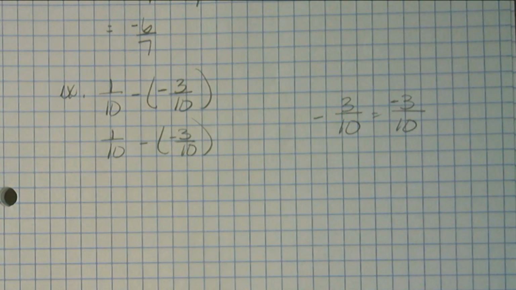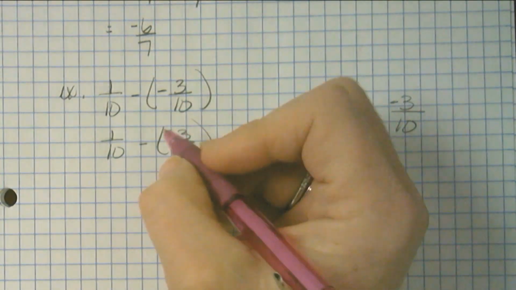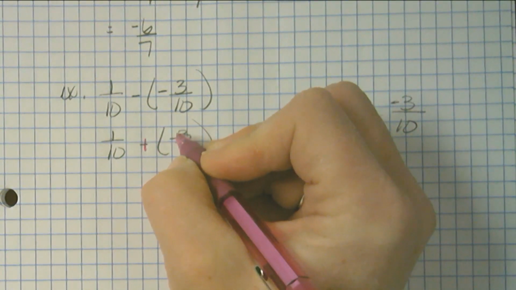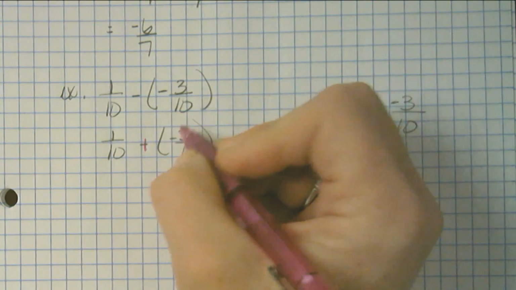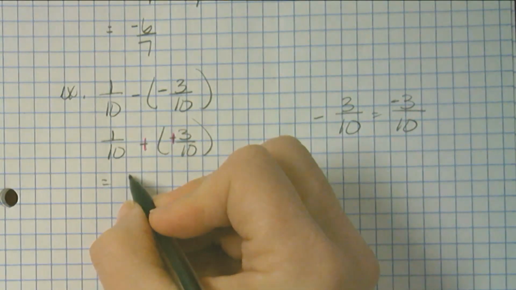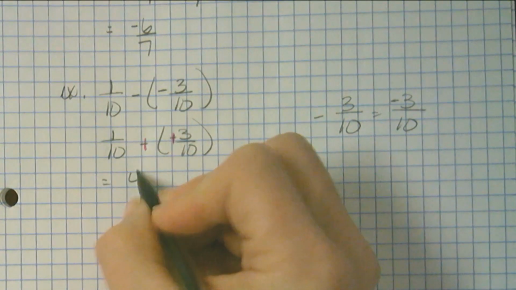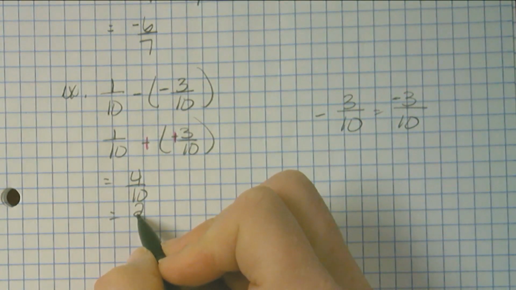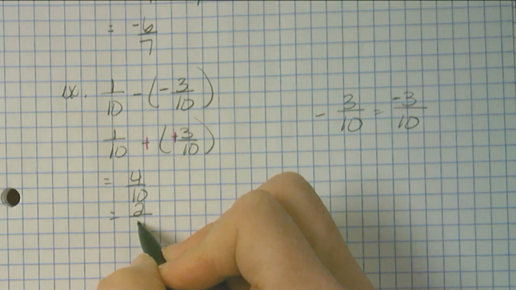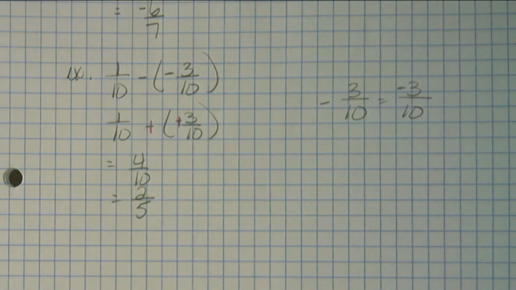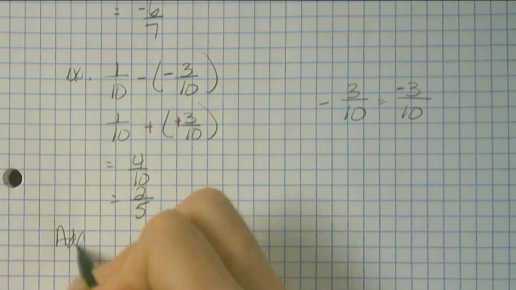All right, what am I going to do here? Alex? Excellent. So go ahead and finish that for me. Which simplifies to? 2/5. How many of you guys are cool with this? All right. So now let's talk about adding and subtracting mixed numbers.